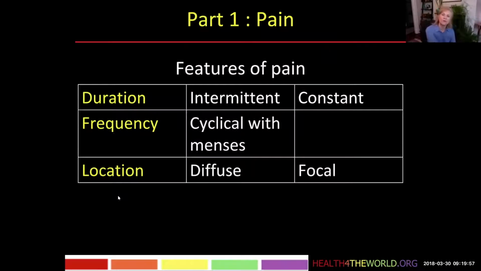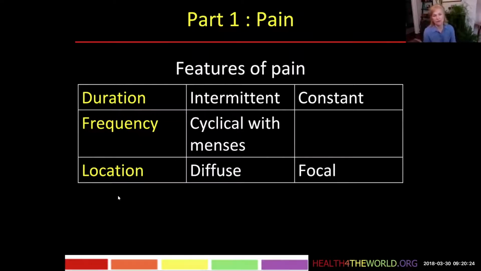Okay, so now we're going to focus on pain for a while. And there are various features of pain that we ask the patient about. We want to know what is the duration, and it makes a difference whether it's an intermittent pain or whether it's a constant pain. Similarly, we can ask about frequency of pain. Is this something which is cyclical and comes every month with menses or not?